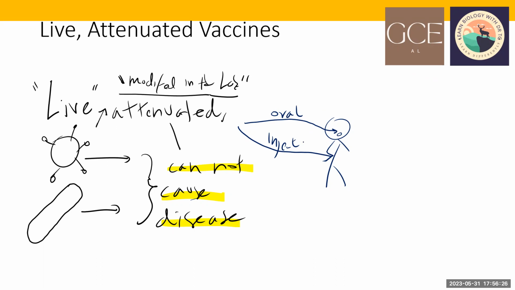Then what will happen? Going back to what we learned in the previous class, the immune system activates at all levels, humoral and cellular, and antibodies are produced, and memory cells are produced. Memory cells and antibodies stay in the body. So this is the method of the live attenuated vaccine.